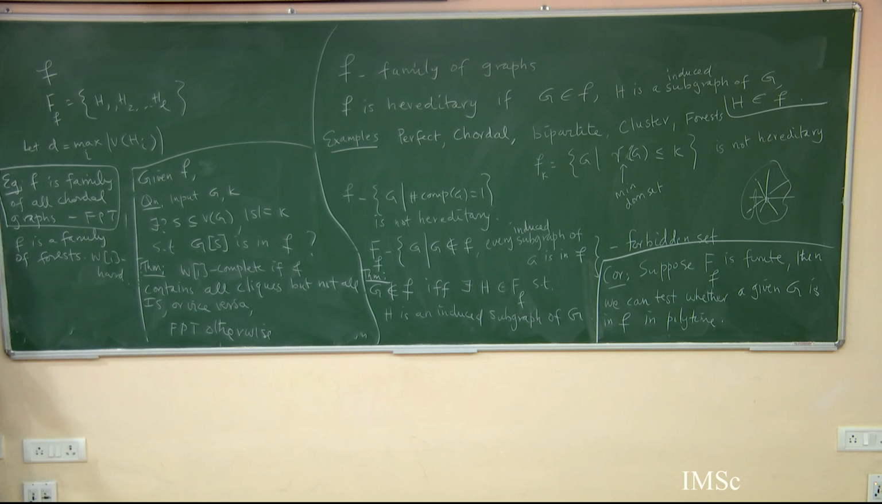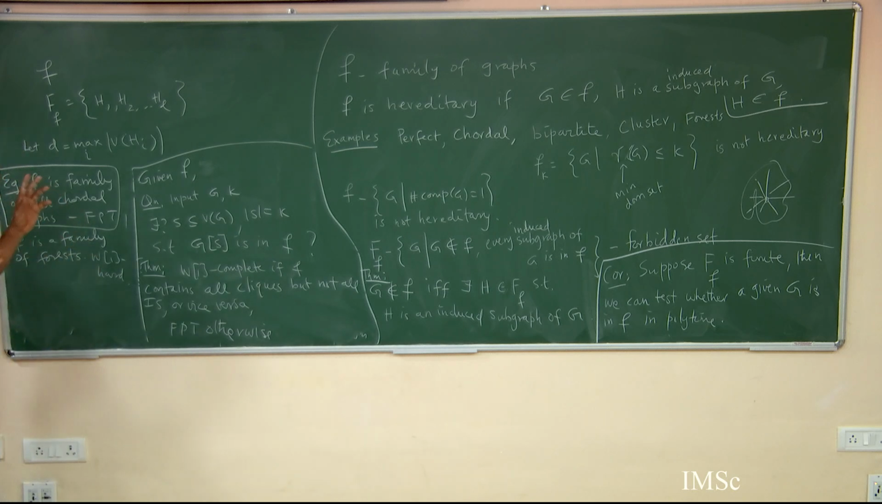So, here it is. What do I know? All cliques are chordal, all independent sets are chordal, right? So, if the graph has a large number of vertices, we will figure out what large is, it should have a clique on k vertices or an independent set on k vertices, right?